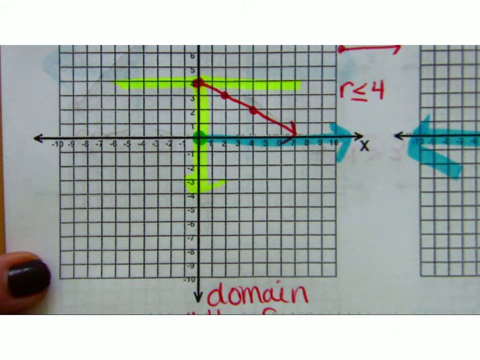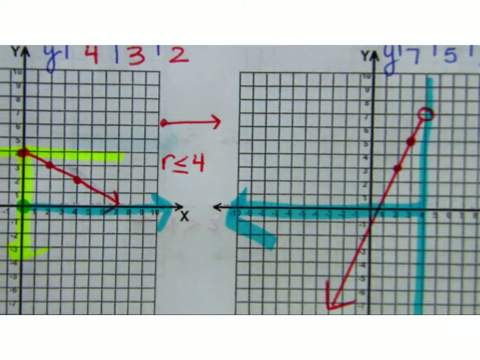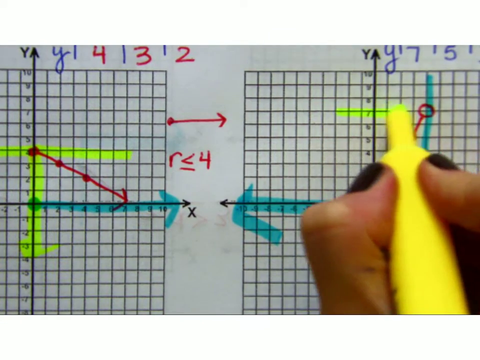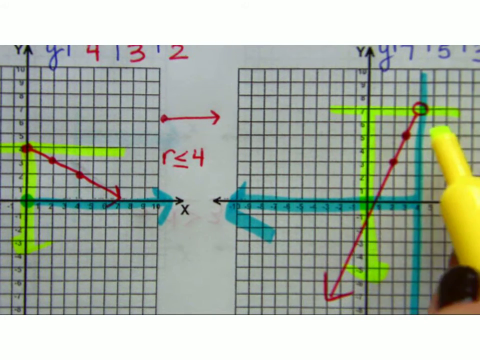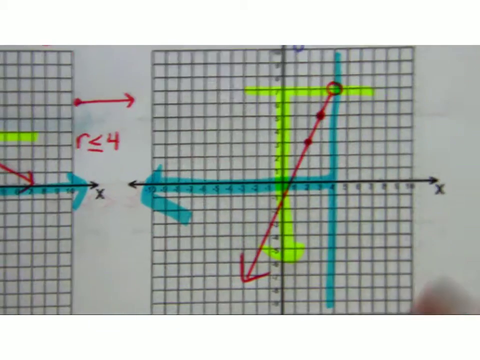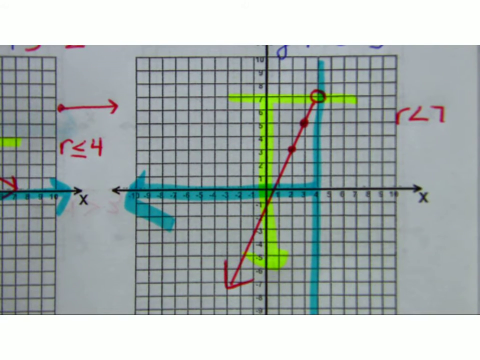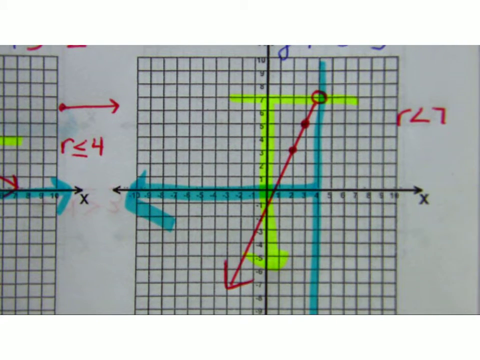Got it? Now let's look at our range for this other one. Not how far left or right, how high up can this graph go? It can go all the way to 7. It can't be 7, and it can't be higher than 7. How do we write that? My range has to be less than 7. Do you follow? Flip it over and find the range for the back two that we just did the domain for.